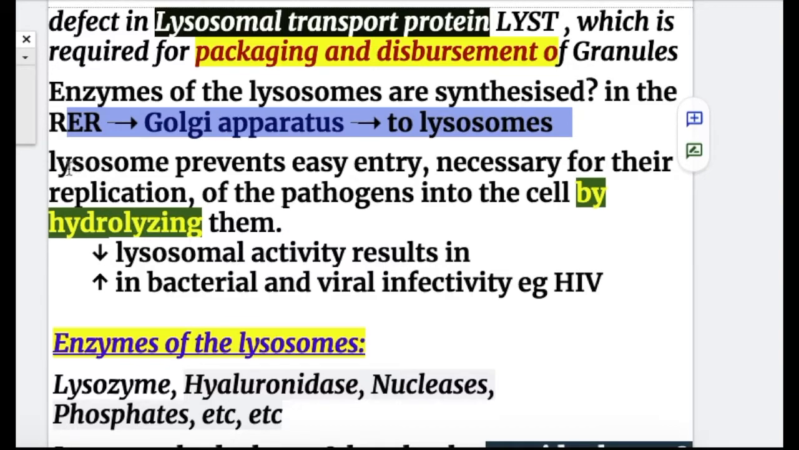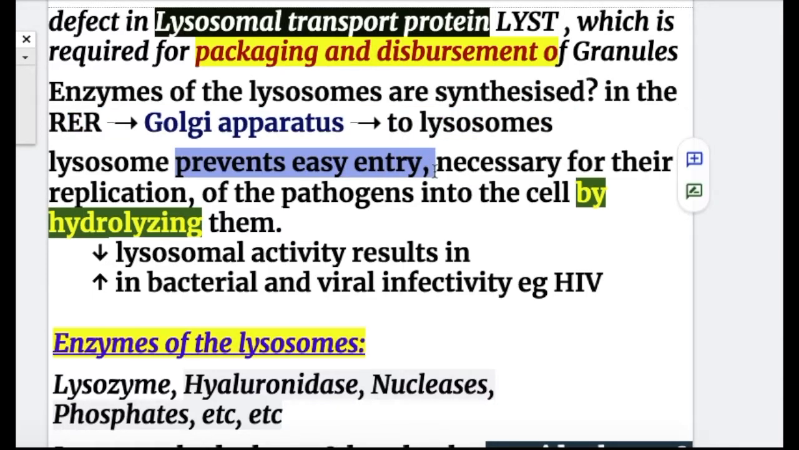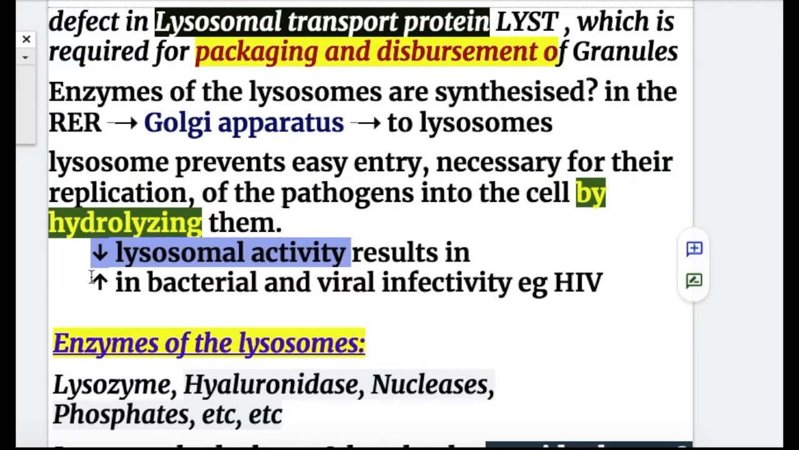So what does lysosome do? Lysosome prevents easy entry, necessary for the replication of the pathogen, into the cells by hydrolyzing them. So lysosome hydrolyzes them, preventing their entry into the cell. And entry of the pathogens is necessary for their replication. So if there is decreased lysosomal activity, then there is increase in bacterial and viral infectivity, for example HIV.